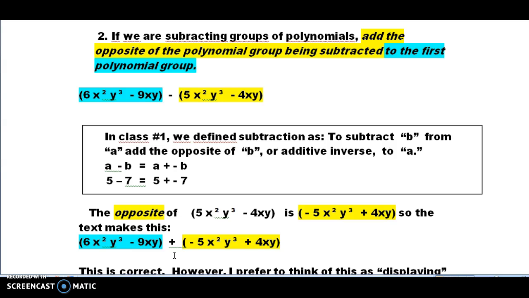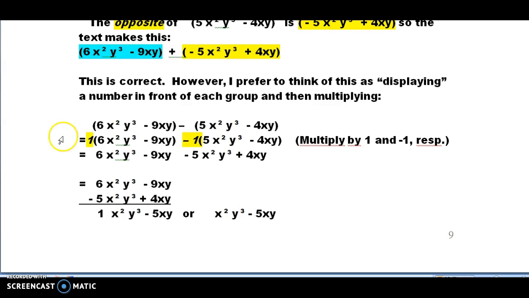I mentioned in the other video that I prefer to think of it as displaying a number in front of each group and then multiplying. So you would display a 1 in front of the first group and a 1 in front of the second group. But there's a minus sign there, so that essentially turns that into a minus 1, though. So if we multiply 1 by the first group, 1 times itself is just itself, so we just drop the parentheses for the first two terms.